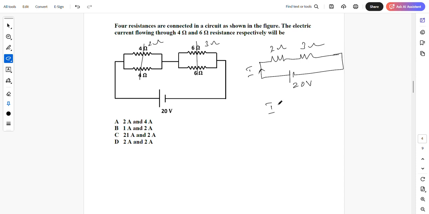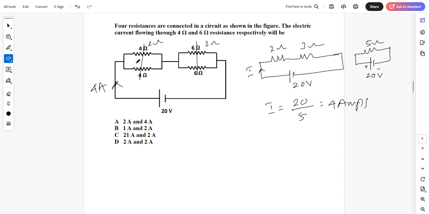Okay, how much is the current? Then the current I is equal to V by R, which is 20 by 2 plus 3. How much is that? 5, right? It will be 5 ohm across 20 volts. I is equal to V by R, which is 20 by 5, so 4 amperes, right? Now 4 amperes of current will be flowing like this.